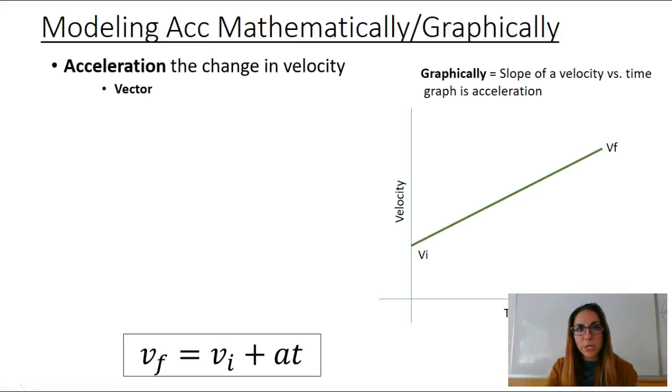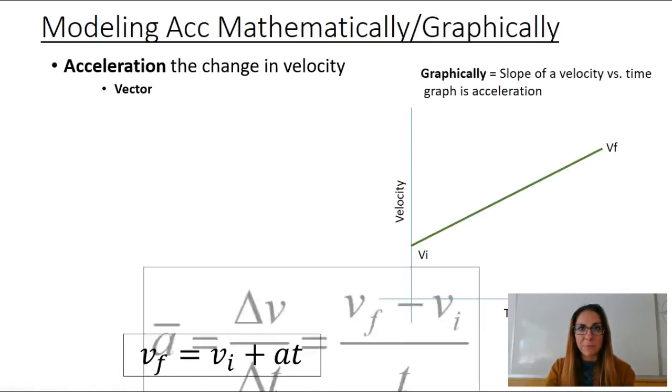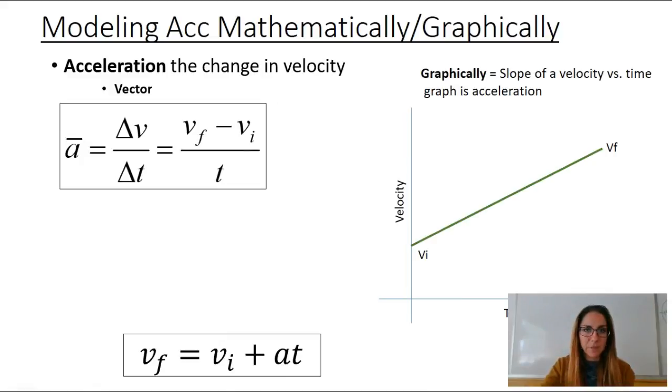So we can model acceleration both mathematically and graphically. The most basic way to describe acceleration is the change in velocity over time. As you might imagine, VF stands for final velocity, VI stands for initial velocity, over t for time. It's total time, so usually we start from 0, but it's not always the case, so that's why we have it written as a delta t right here.